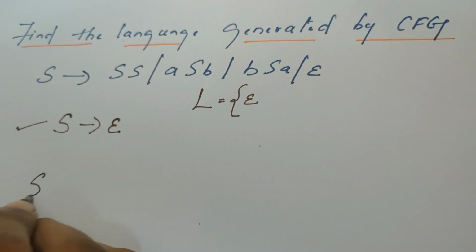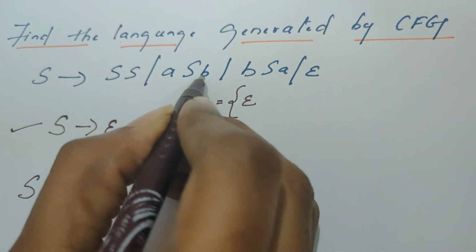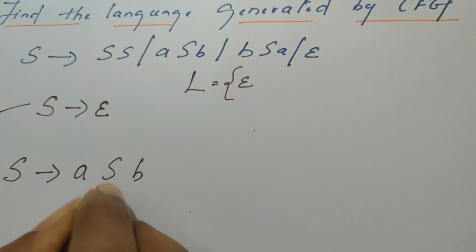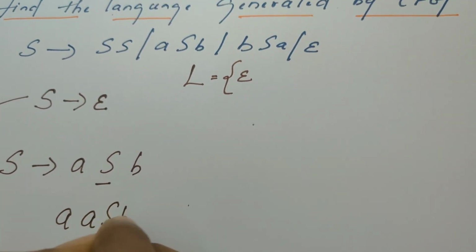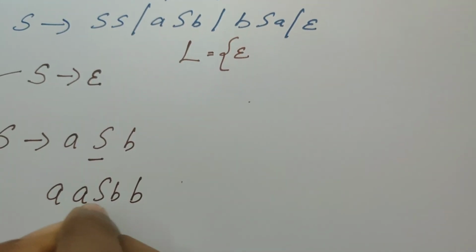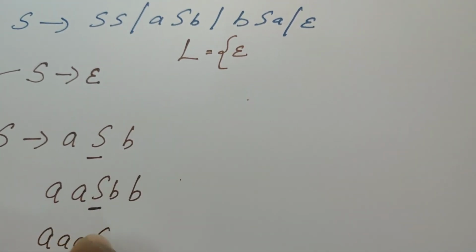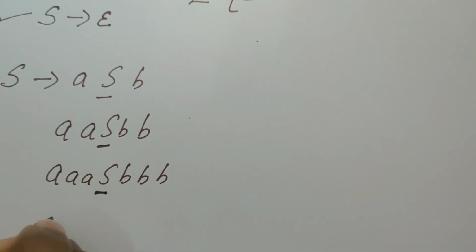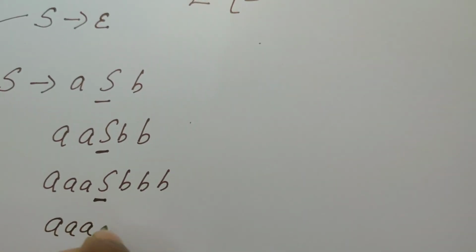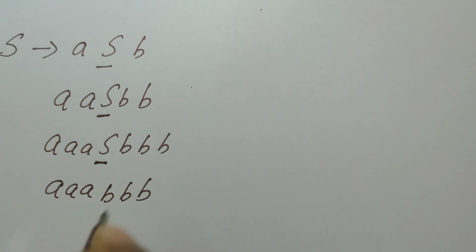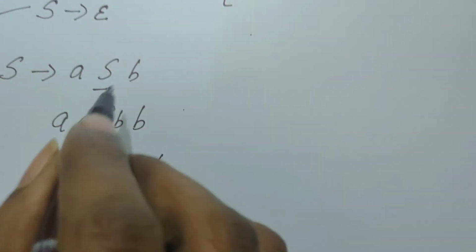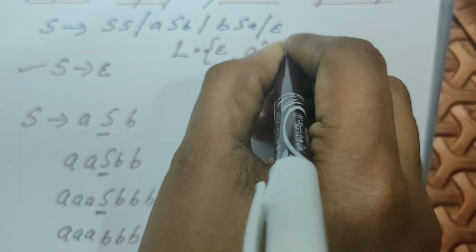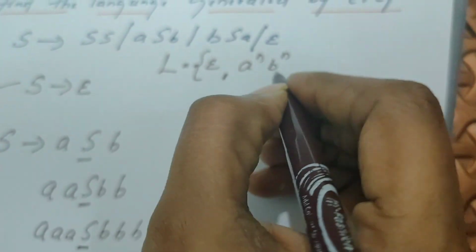Okay, next option. S derives ASB. I'll choose this. In place of S, let me go with the same option, ASBB. In place of S, let me go with the same option once again. Now you would have identified the pattern being generated by this rule. It is generating an equal number of A's followed by an equal number of B's. So, this grammar generates A power N followed by B power N, the same number of B's.